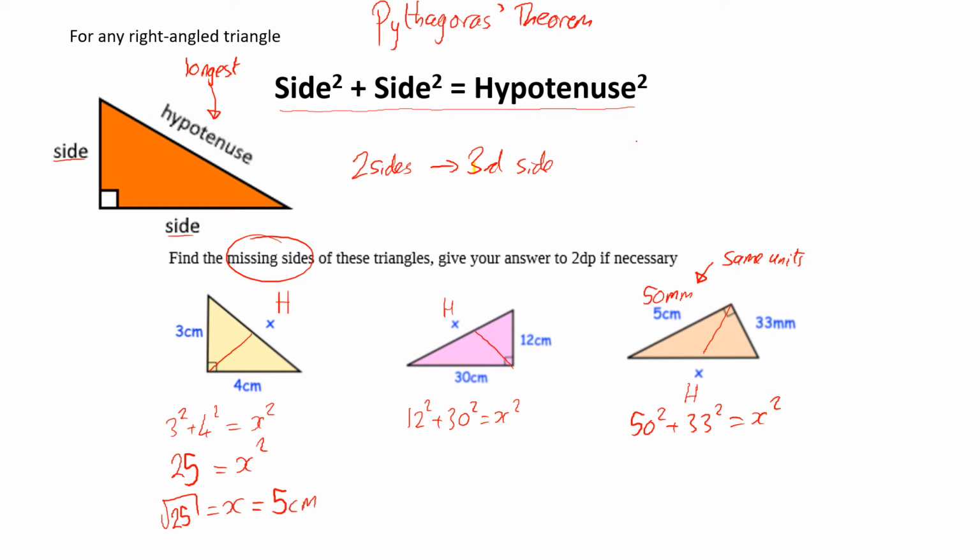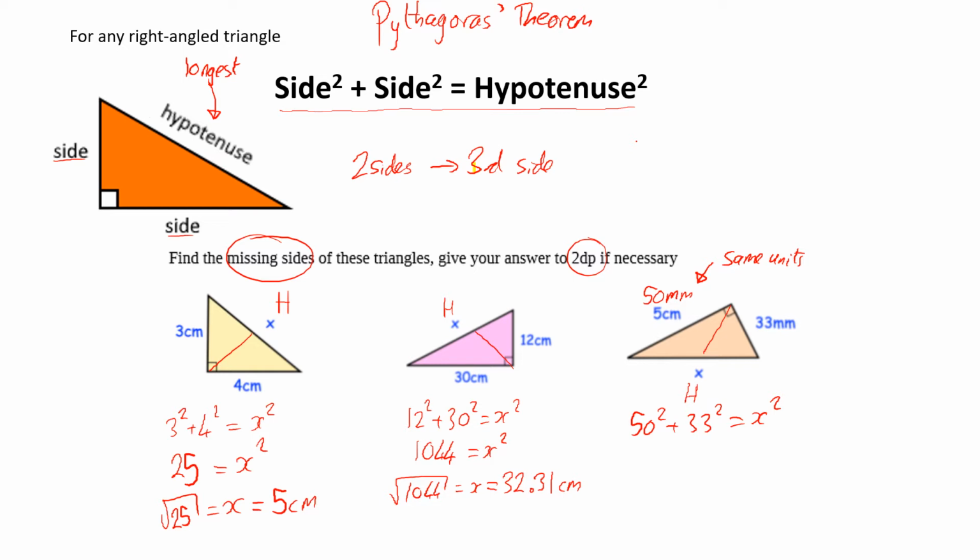For the second one, do the same thing. Do 12 squared plus 30 squared. Get yourself to 1044. That's x squared. So we want to square root it to get what x actually is. And that'll give us 32.31 centimeters. Again, do notice I'm rounding to 2 decimal places because the question told me to do that. You would lose marks if you rounded to 1 decimal place.